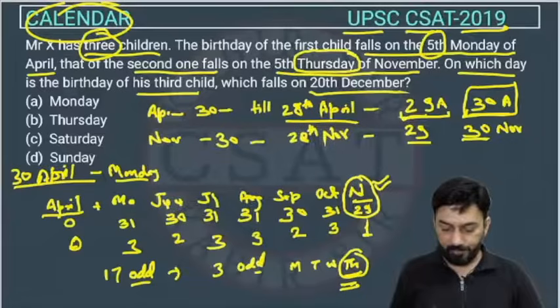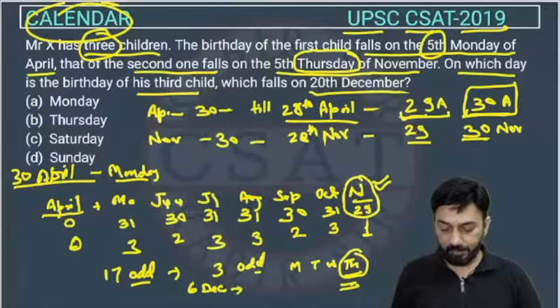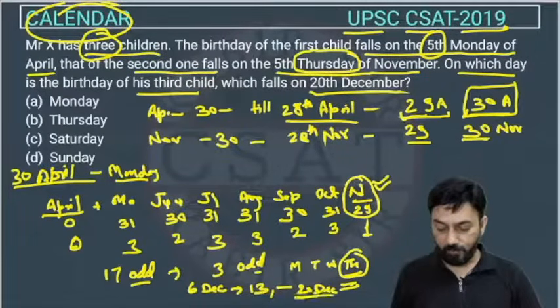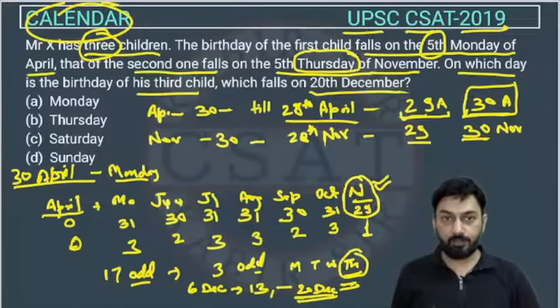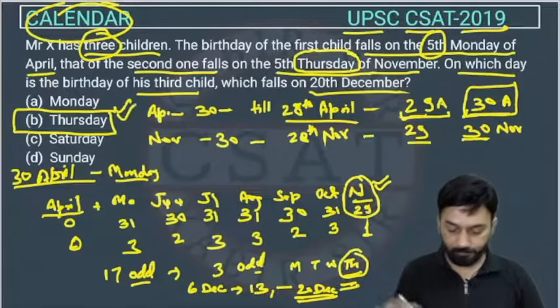So you can do it directly, right? 29th November is Thursday. Then the next Thursday will be on 6th December, 29 plus 7, right? And the next will be 6 plus 7, on 13th, and then 13 plus 7. Then the next Thursday will be on 20th December. He is born on 20th December, right? So that day is also Thursday. So the answer will be option B, right?